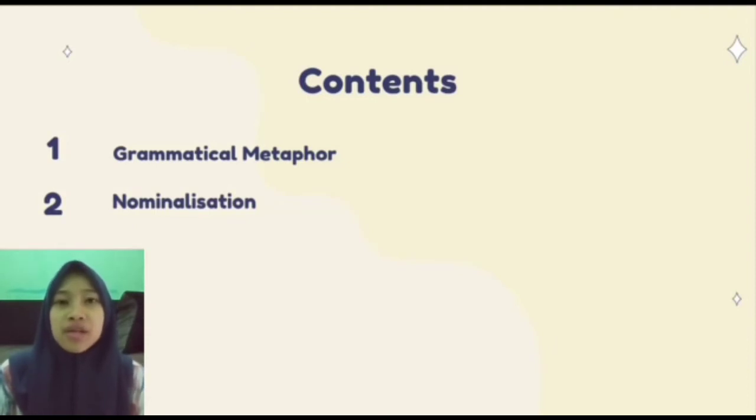So right now we're going to present about nominalization and grammatical metaphor. Before we define what grammatical metaphor is, I want you to know what a metaphor is.